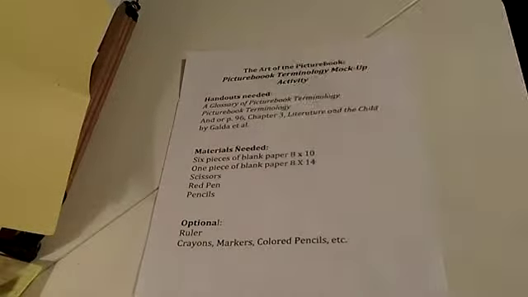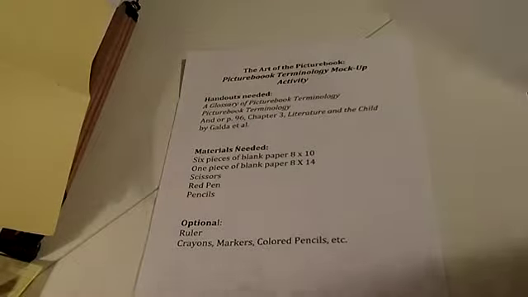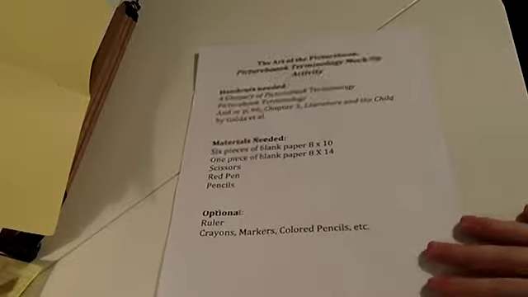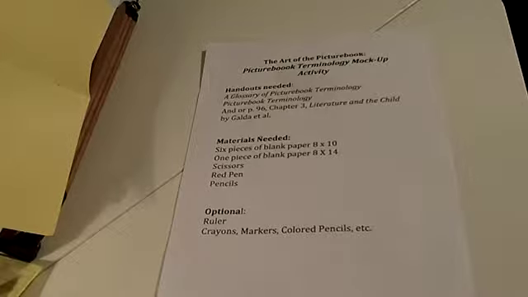There's the glossary, a picture book terminology. There's the picture book terminology handout as well, and if you cannot locate either of those, also in your textbook on page 96 there is a small glossary of picture book terms. You are going to need 6 pieces of blank paper, like regular copy paper, doesn't matter what color, a light color preferably, 8 by 10, and 1 piece of blank paper that's 8 by 14. You'll also need scissors, a red pen, and pencils of some sort. Optional is a ruler, markers, and colored pencils.